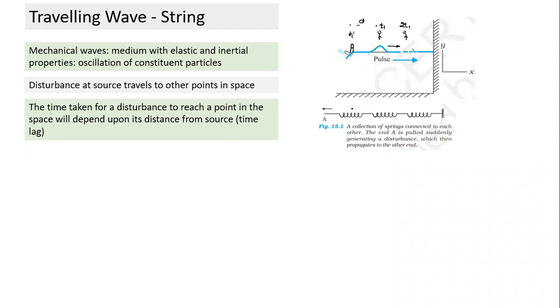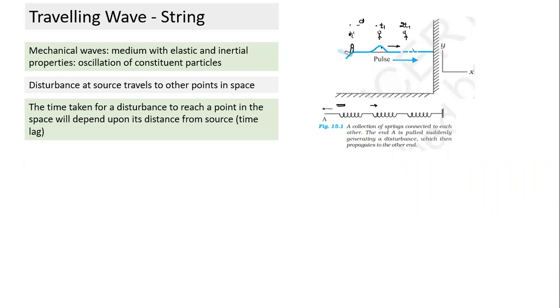Just imagine there's a spring kind of thing, and at one end, if you give a jerk and move the spring towards the right, what will happen? This is like a helical spring, so the pitch will come down. Basically it will get compressed, and the compression also will travel along the length of the spring. We'll come to the spring later. What is the difference between the two?